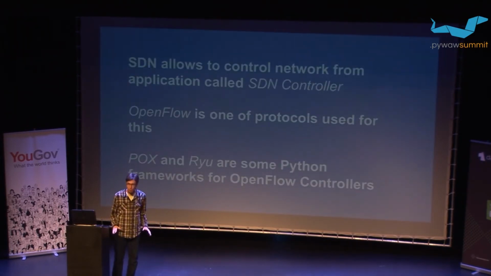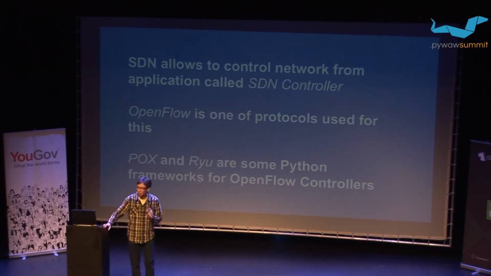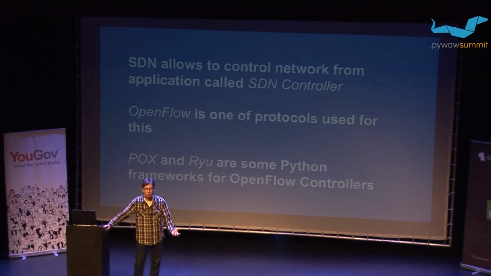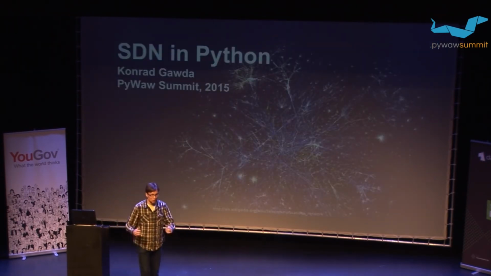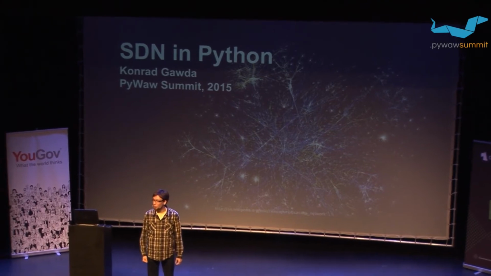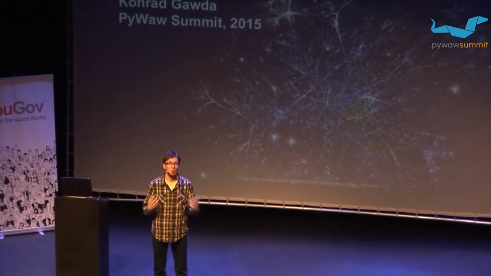I would like to conclude this part and say what I said in the beginning: software-defined networking allows us to control the network from an application, and the application is called an SDN controller. OpenFlow is one of the protocols that can be used for this, and POX, Ryu, as well as Pyretic, are some of the Python frameworks for making those controllers. That's the main thing that I wanted to tell you, and please let me know if you have any questions.